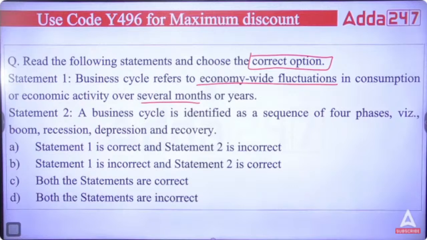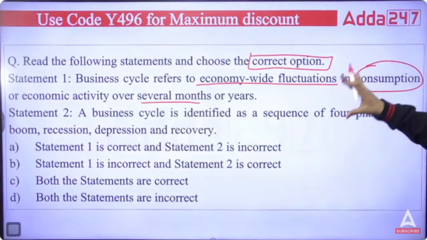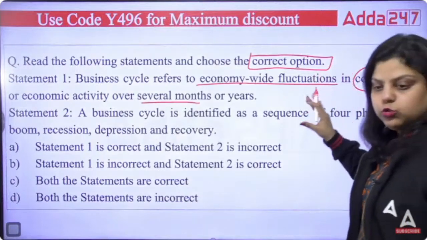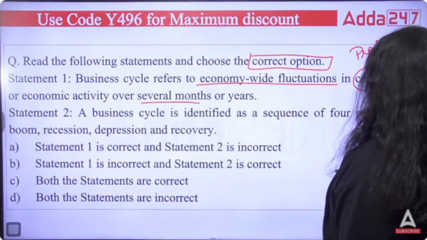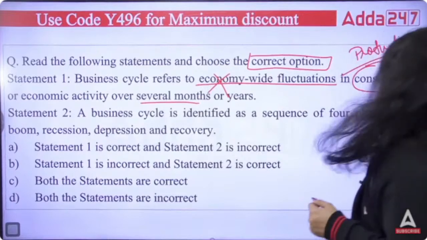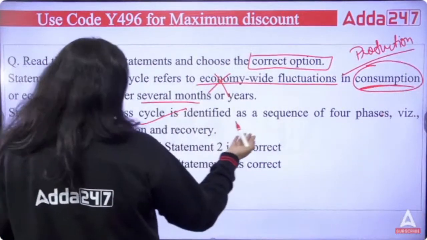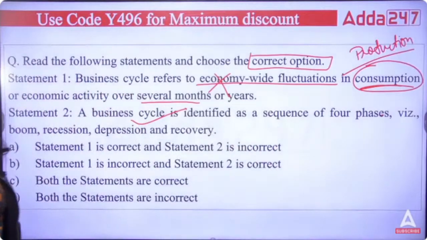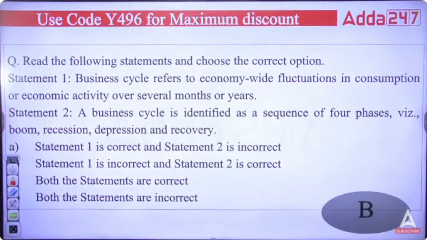The first is not correct, because business cycle refers to economy-wide fluctuation not in consumption but in production. Fluctuation in production or economic activity. It means the first one is wrong, because in place of consumption it should be production. The second is true, that the business cycle is identified as the sequence of 4 phases: boom, recession, depression, and recovery. So the first is incorrect, the second is correct, option number B. So the right answer will be option number B.